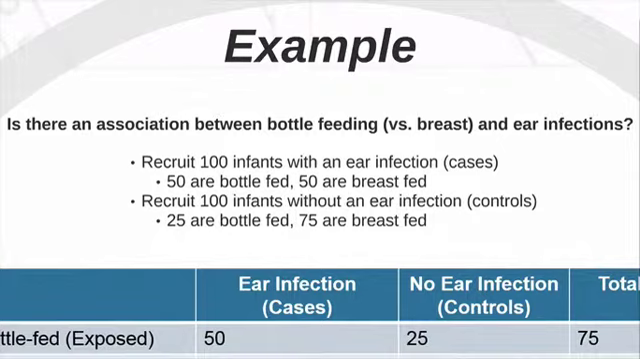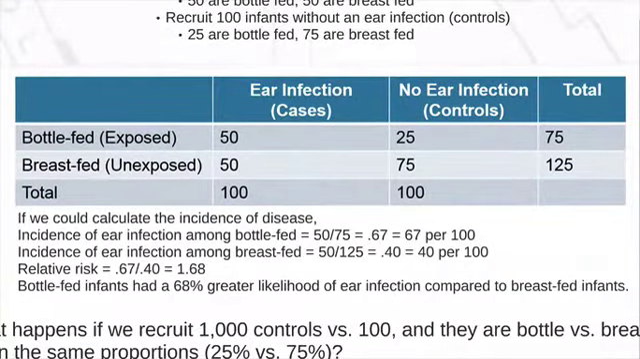So say we decided to recruit 100 infants with an ear infection, they would be our cases, and we found that 50 of those are bottle fed and 50 of those are breastfed. And then for our controls, we recruited 100 infants without an ear infection, and we found that 25 are bottle fed and 25 are breastfed.